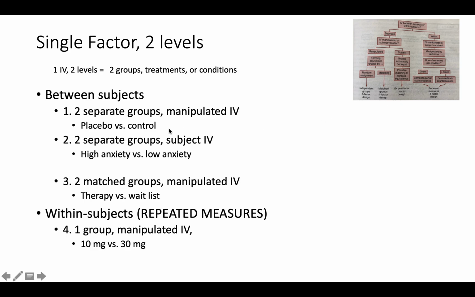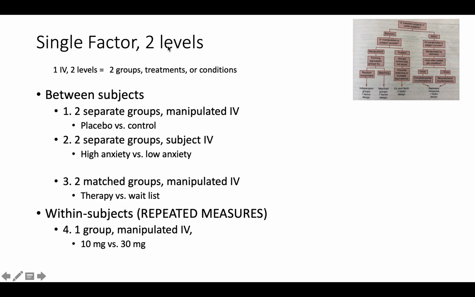How do these match? Between groups designs can be arranged in 3 separate ways. We can have 2 separate groups with a manipulated IV. You can have 2 separate groups with a subject IV, or you can have 2 matched groups with a manipulated IV. So I went through some examples of these. And then a within subjects design is when you have just one group of subjects, and you manipulate the IV. What makes it within subjects is that every subject gets every treatment level.